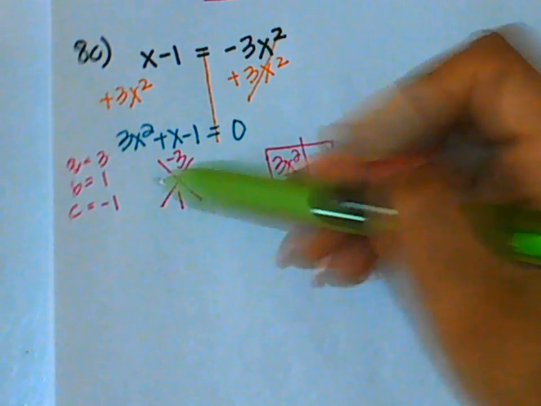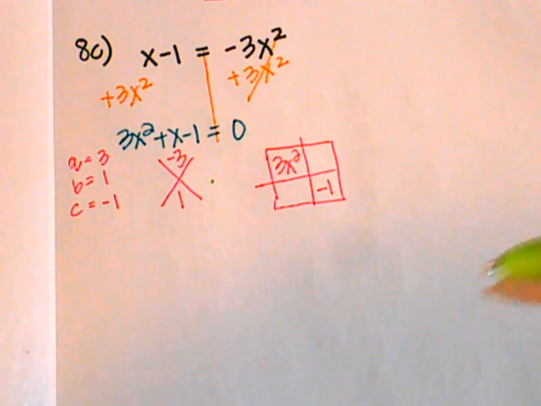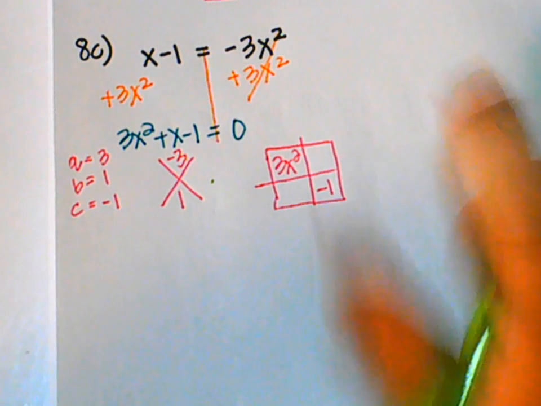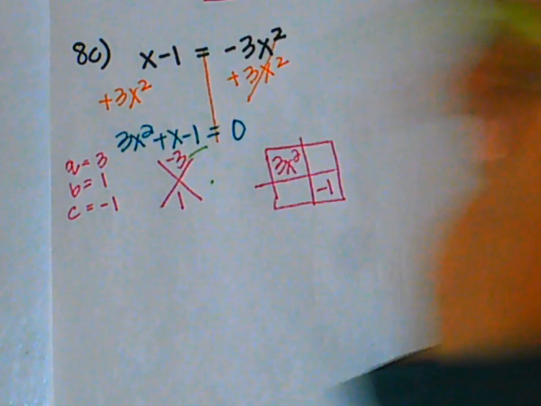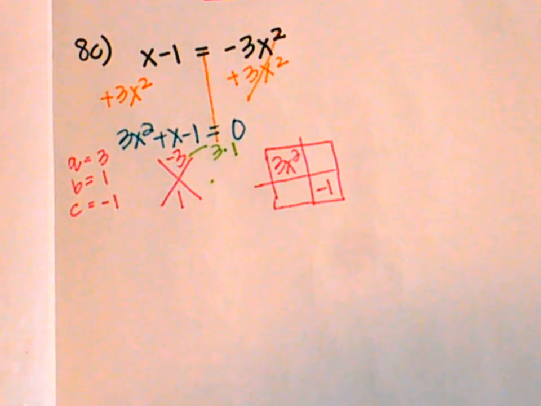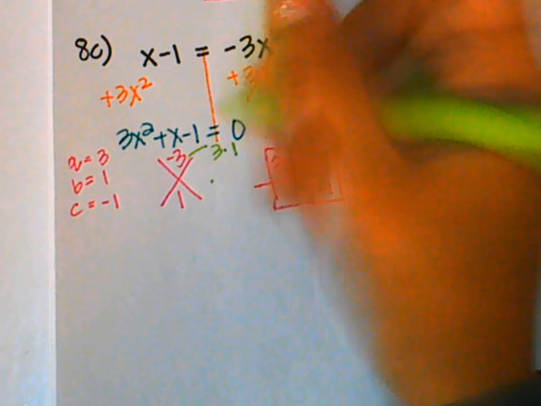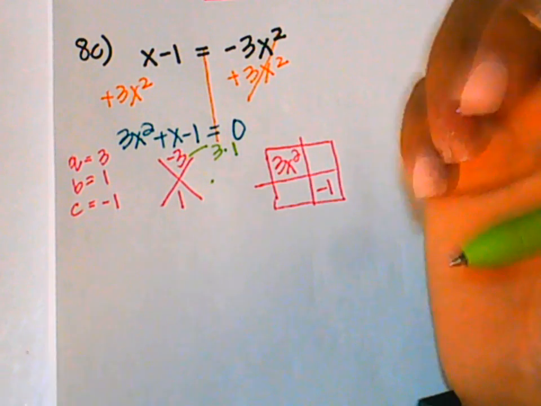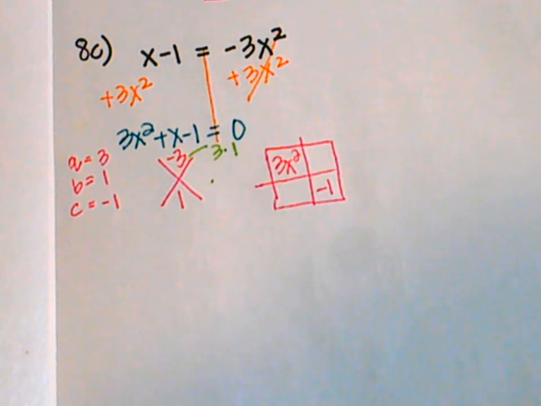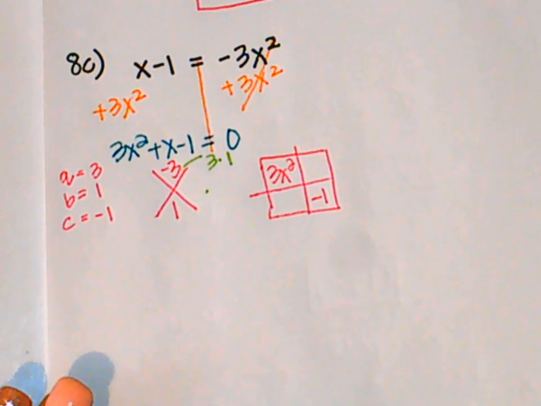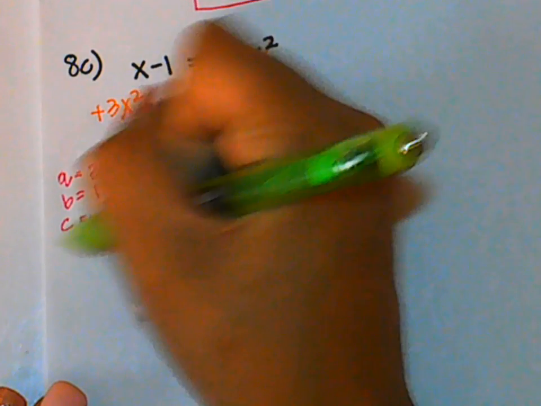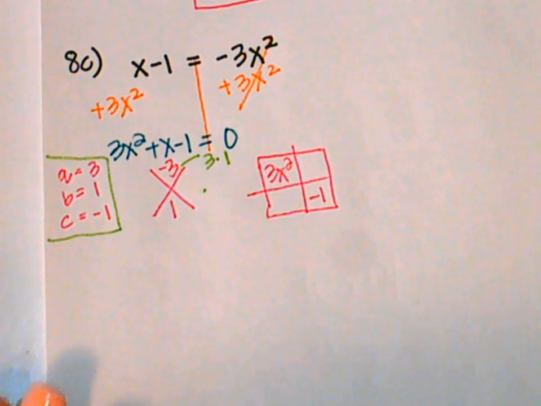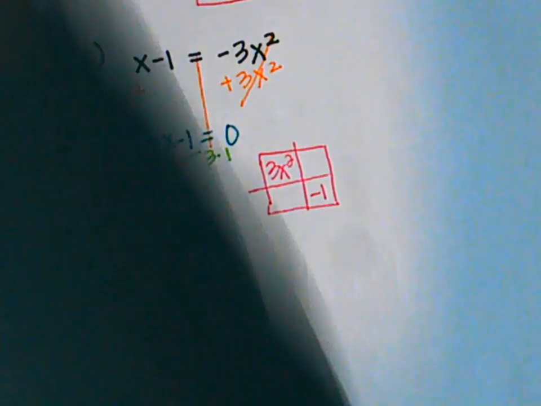I want two numbers that when I multiply them give me -3, but when I add them give me 1. I can't think of any, so I'm going to list out all of the numbers that multiply to give me 3, and that's 3 and 1. There's no way I could do either -3 and +1 or +3 and -1. There's no way that I can combine those to give me that 1. So this problem becomes unfactorable, which kind of stinks because I did all of this work. So I'm going to keep my same information here, but I'm going to have to use the quadratic formula.